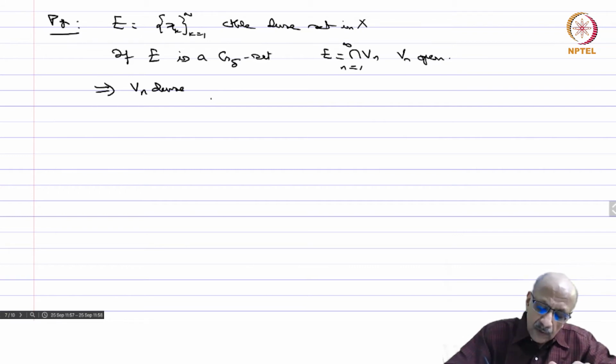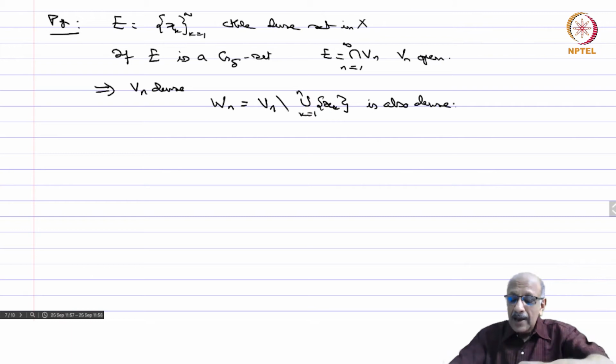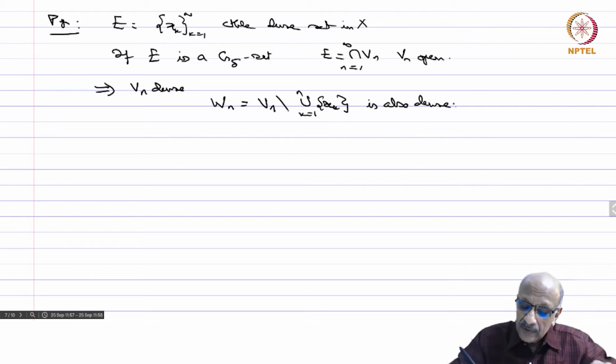So now if you took W_n equals V_n minus the union over k equals 1 to n of {x_k}, I am removing k points. And this is where the non-isolation comes in. When you don't have isolated points, W_n is also dense because singletons are not open and I am only removing singletons. So every open set V_n is already dense. So this is also dense and of course it is open.